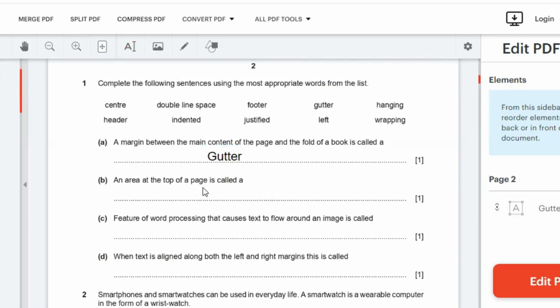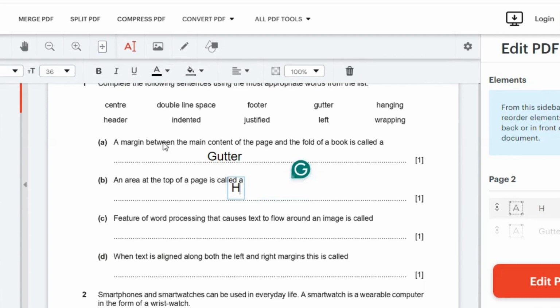An area at the top of a page is called a dash. What do we call it? Yes, it's called a header. All right. So, moving on to the next one.